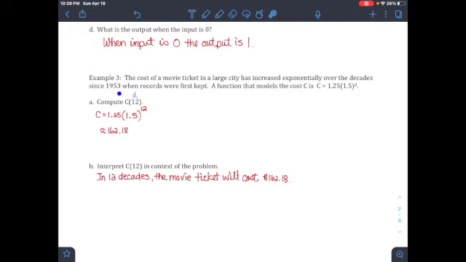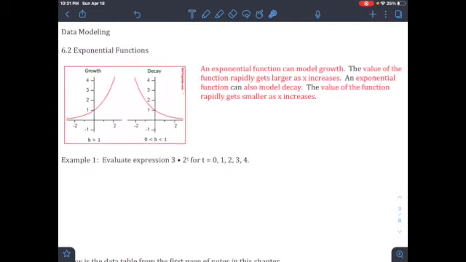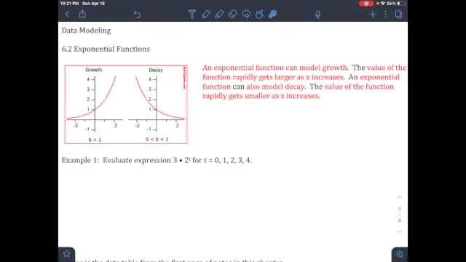Now, maybe you'd say it's not decades, maybe it's years. Well, since 1953, the year would be 1965. There's no way you can have $162 for the tickets. So that's why it should be decades: in 12 decades, and that's 120 years, the movie tickets will cost $162.18.